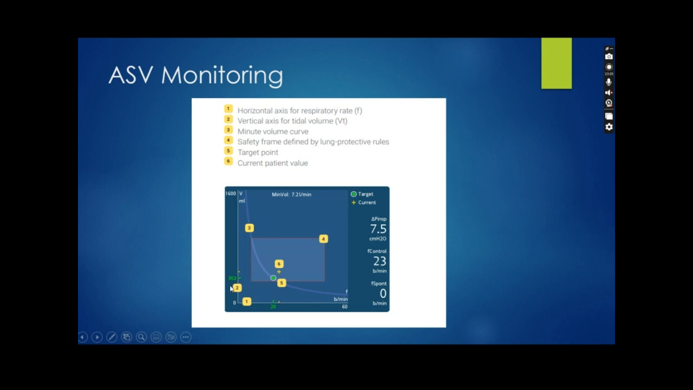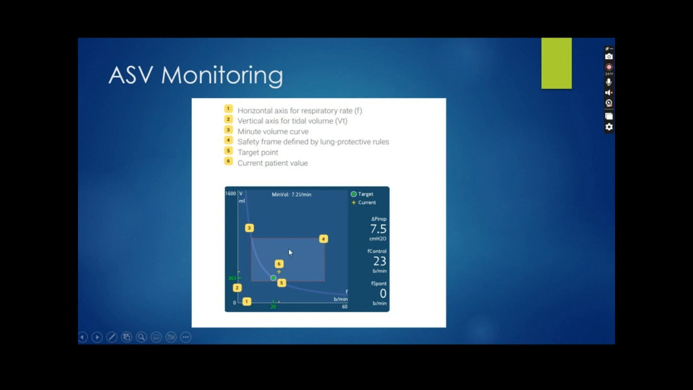Why? Because their tidal volume is going to be a little bit smaller, and their respiratory rate could potentially be higher. If you have a patient with very high lung compliance, you could see it a little bit higher on this curve as well. As you can see this box here, this is the safety frame that is defined by the lung protective rules. In this box, your patient can breathe anywhere in this target box, and they are in what we consider lung protective ventilation.